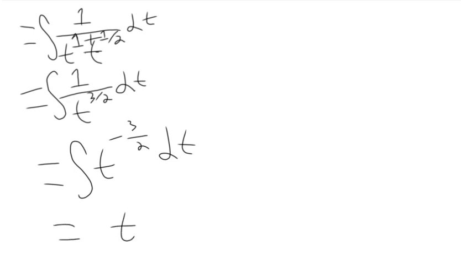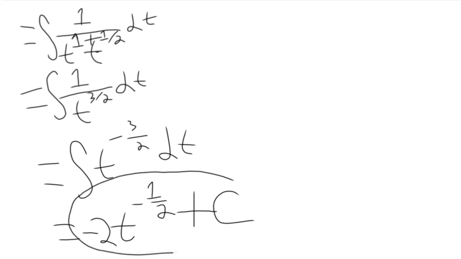So this is going to be t. I'm going to add 1 to the power. So negative 3/2 plus 1 is going to give me negative 1/2. Then I have to divide by the new power. Dividing by negative 1/2 is like multiplying by negative 2. And here's an antiderivative, so if I put plus c, I'll have found all the antiderivatives. And this is our solution to the integral.